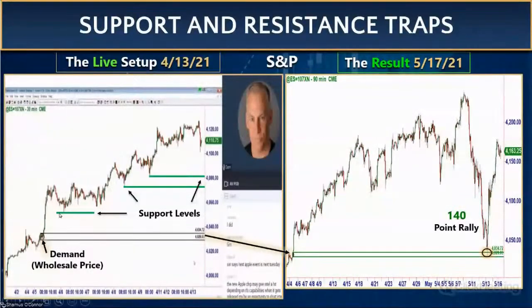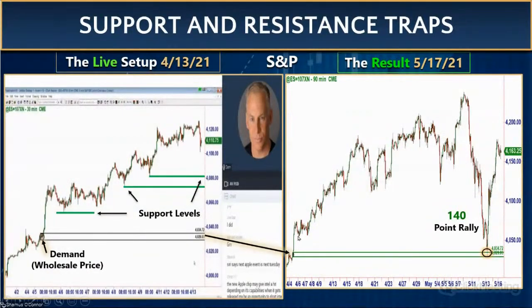Everybody in the world is going to buy off of this little area right here. Okay, they're going to buy right there. Now, when they buy right there, if they have risk management, their stop is going to be just underneath that, right? And here's what will happen: the price will come down.